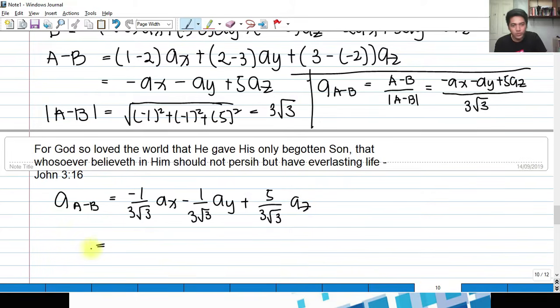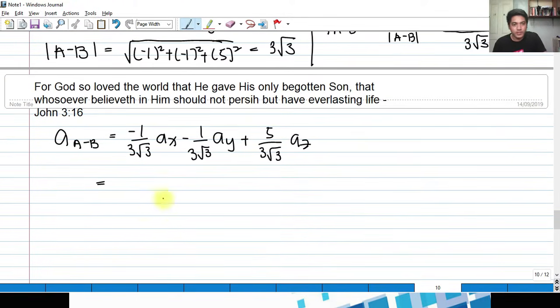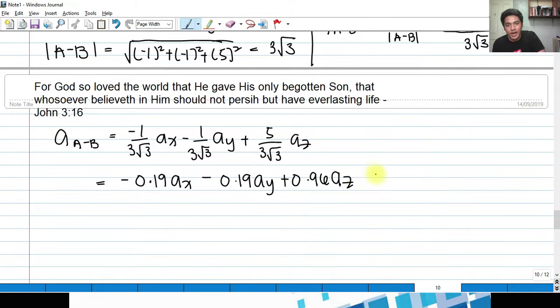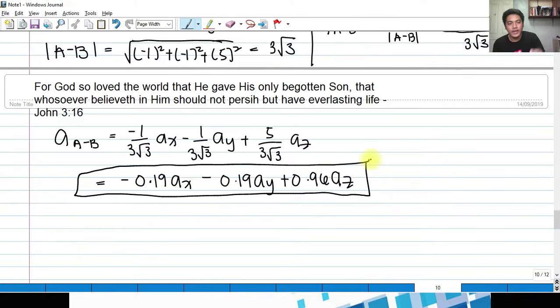And if we have it calculated by our calculator, that is simply negative 0.19 a sub x minus 0.19 a sub y, that is the same, plus 0.96 a sub z. Now, this is the unit vector in the direction of a minus b.